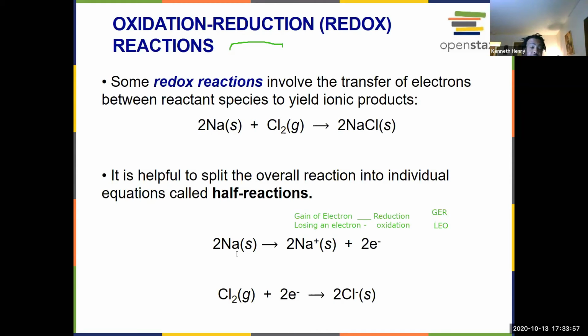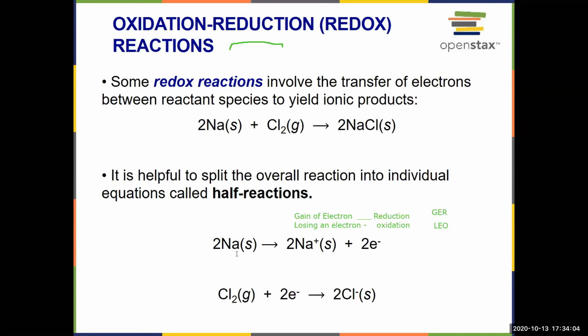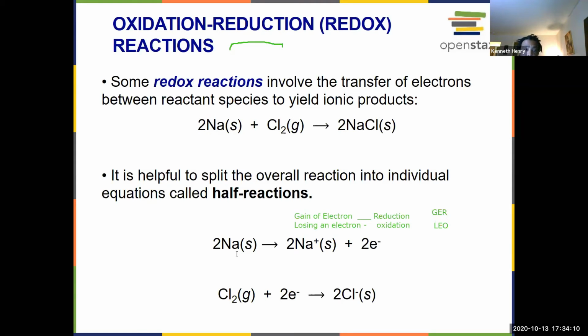And then by default, which one is losing an electron? The sodium. So as the sodium metal is going to sodium ion, it's losing an electron. You see? Electrons are being lost here. Okay? Simple.